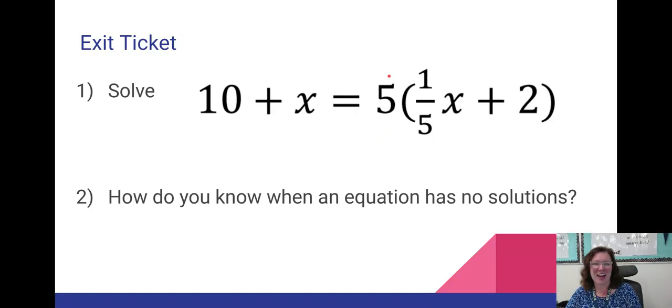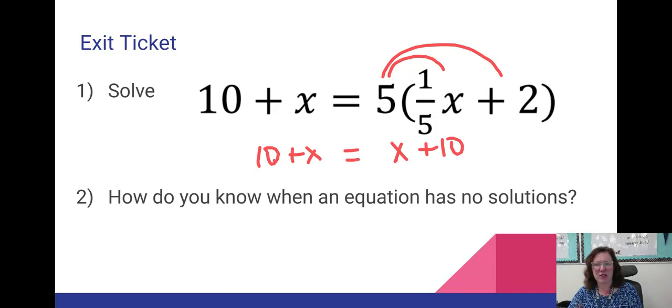We end with this: 5 times 1/5 x is just 1x. And then 5 times 2 is 10. Okay, well, it's not in the same order, but we do have a positive 10, and we do have a positive x, which means it's the same thing on both sides, so it's infinitely many solutions.